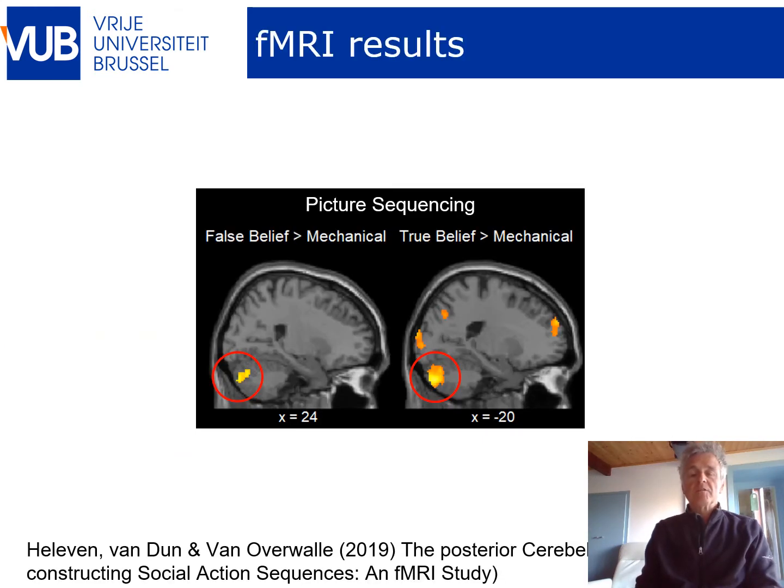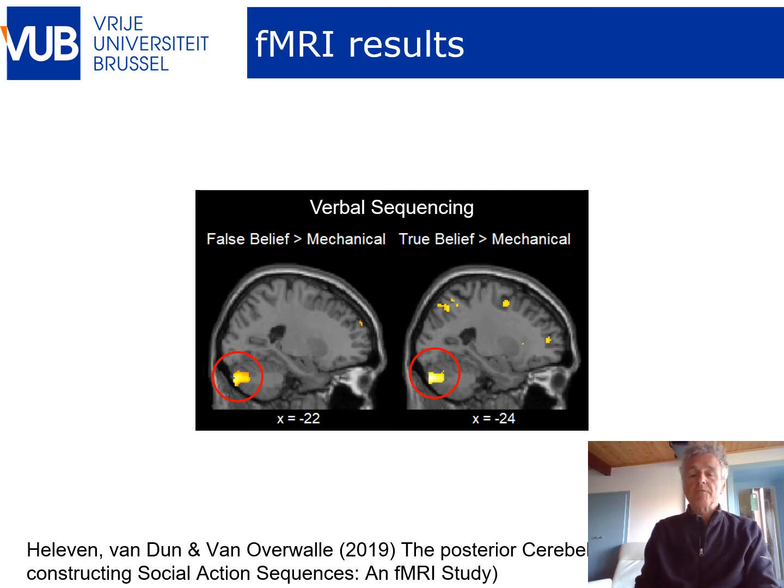And we found that picture sequencing indeed activated the posterior cerebellum compared to the mechanical, both for the false belief and the true belief, showed stronger activation at the posterior cerebellum than the mechanical conditions. This was true for the picture sequencing as well as for the verbal sequencing condition. So where a number of sentences were given rather than pictures.